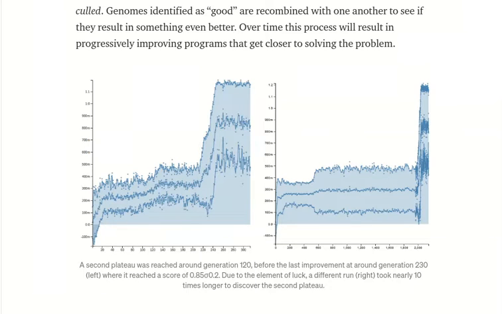Looking at the results from that initial run, we can see that a second plateau gets reached around generation 120, before the last improvement at around generation 230. Due to the element of luck, a different run on the right took nearly 10 times longer to discover that second plateau.